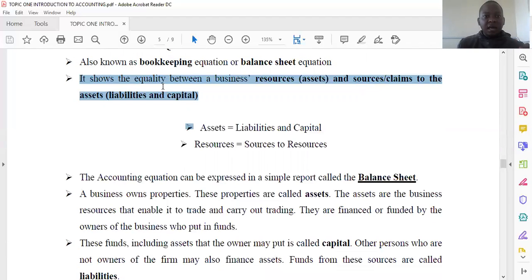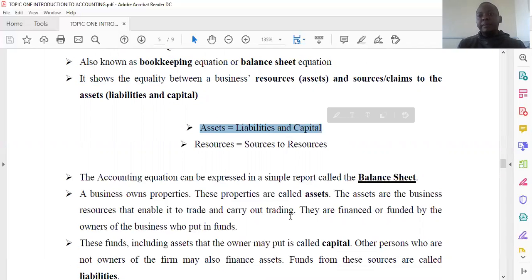So as such, the accounting equation will be: assets is equal to liabilities plus capital. This is the same as saying the resources of the business are equal to the sources of the resources, or the claims to the resources. So out of these resources of the business, there is a claim of the owners and there is a claim of the lenders, the borrowed resources.